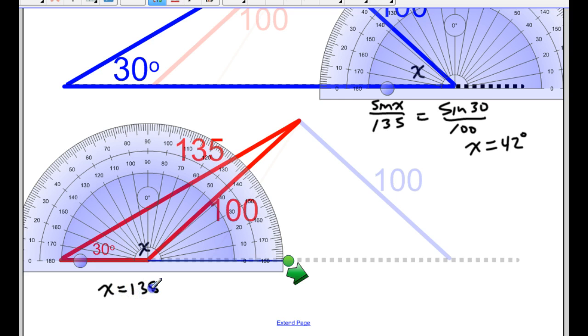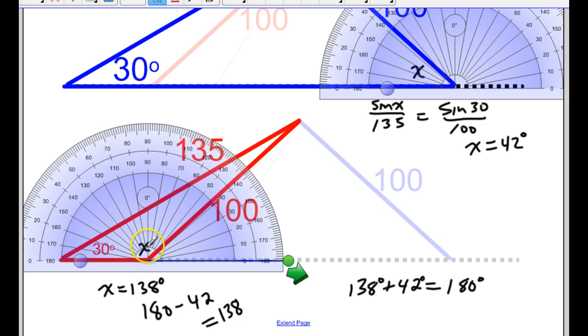And if we look at those two numbers fairly quickly, we should be able to see that they are related in that 138 plus 42 gives us that magic 180 degrees. So basically what happens is when I do my calculation in the sine law, I find this angle. It's only one of the two solutions though. The second solution can be found by subtracting 180 minus the first angle calculated to find the second possibility for that angle, and then I can go ahead and finish the question at that point.